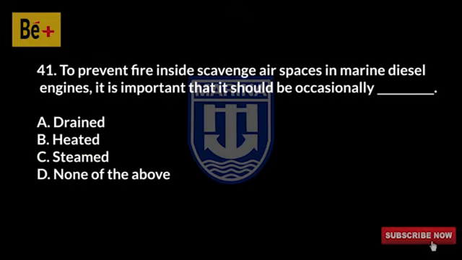To prevent fire inside scavenge air spaces in marine diesel engines, it is important that it should be occasionally A. Drained. B. Heated. C. Steamed. D. None of the above. The answer is A. Drained.